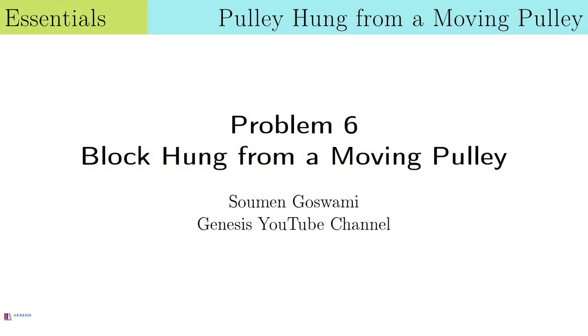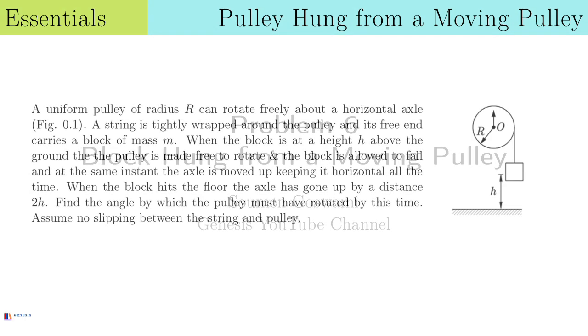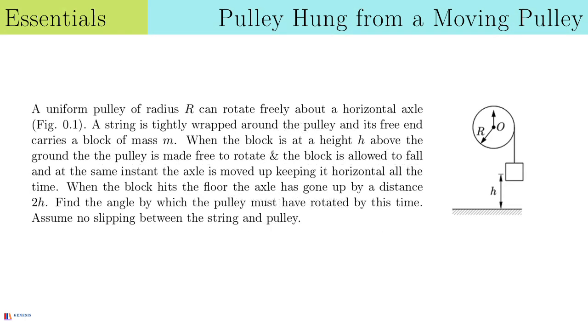Today's problem involves a block hung from a moving pulley. The problem goes like this. A uniform pulley of radius r can rotate freely about a horizontal axle as shown in the figure. A string is tightly wrapped around the pulley and its free end carries a block of mass m.